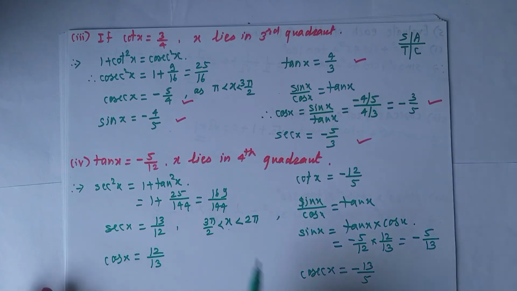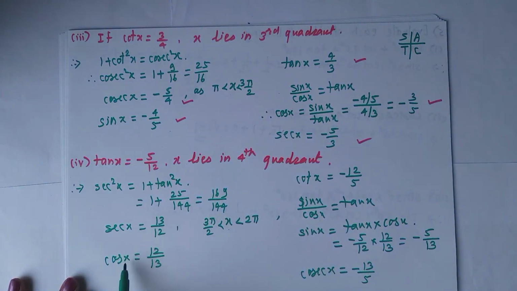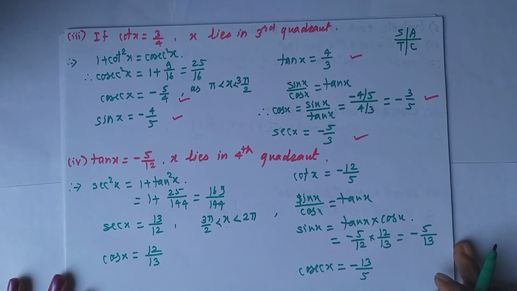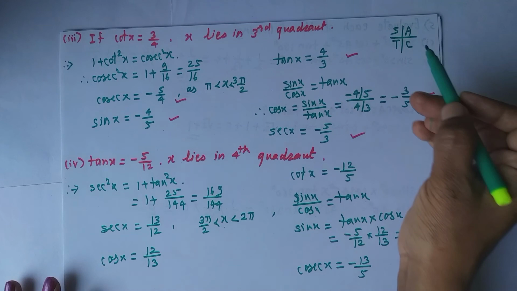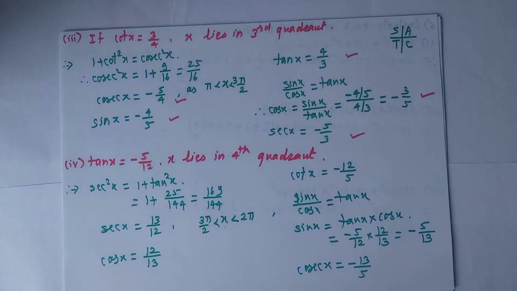And see here, as x lies in the fourth quadrant, only cos and sec are positive and remaining trigonometric functions are negative. In this way, if you know this rule, all sin, tan, cos, then it is very easy to determine the sign of trigonometric functions and to find the trigonometric functions. 3 identities you must be familiar with. Okay students, isn't it easy? In this lecture we have finished our exercise 2.1.